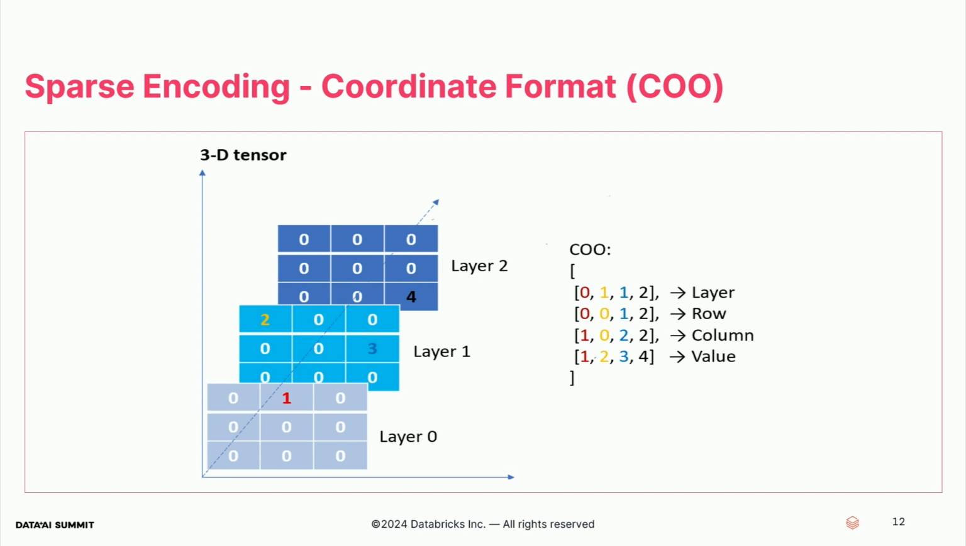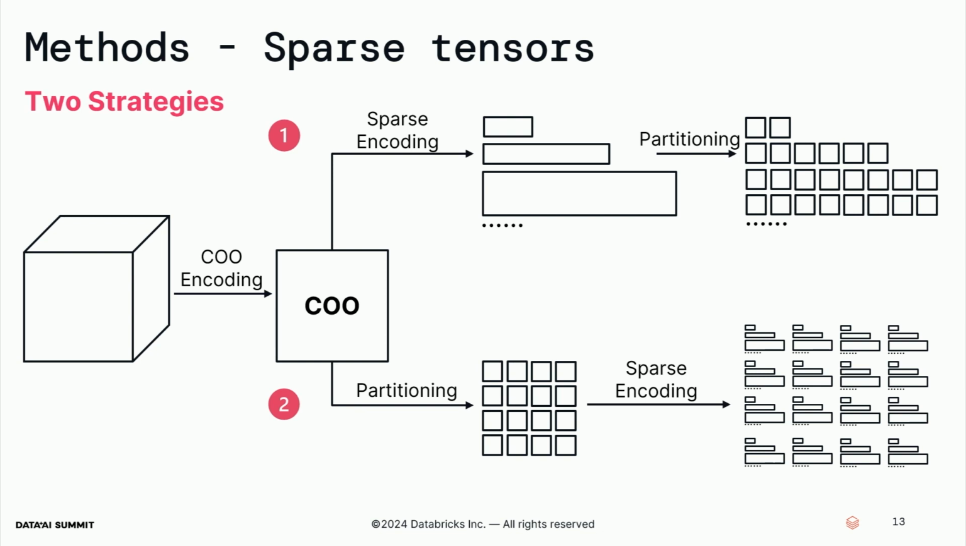So we can see that the idea of COO is straightforward, but it's not good enough considering its efficiency, both time and space. Next, I will introduce more methods to optimize it. As I've said, we will first encode a sparse tensor with COO format, but then there are two strategies to optimize. The first one is to encode this COO into separate arrays and then do the partitioning, partitioning these arrays into smaller chunks. The second strategy is to partition this COO directly and then apply the sparse encoding to each chunk.